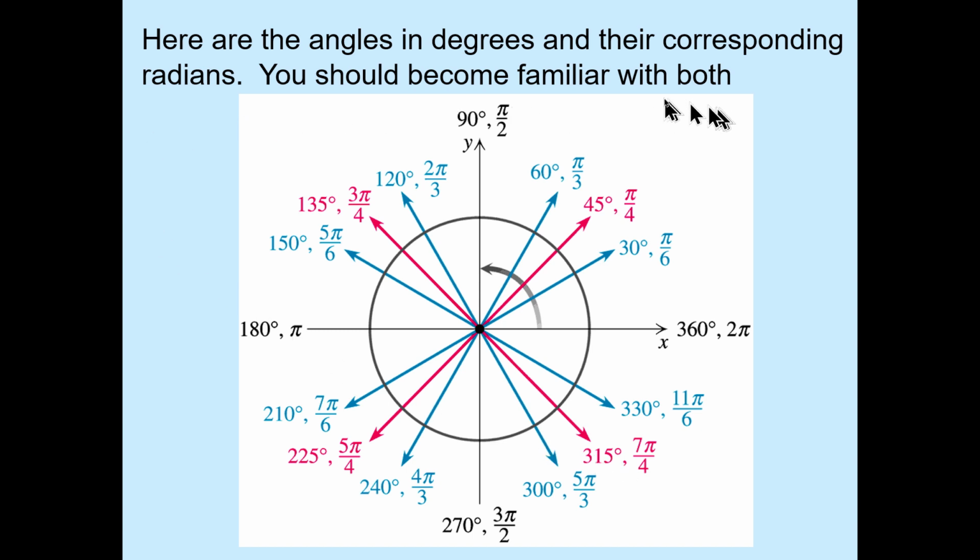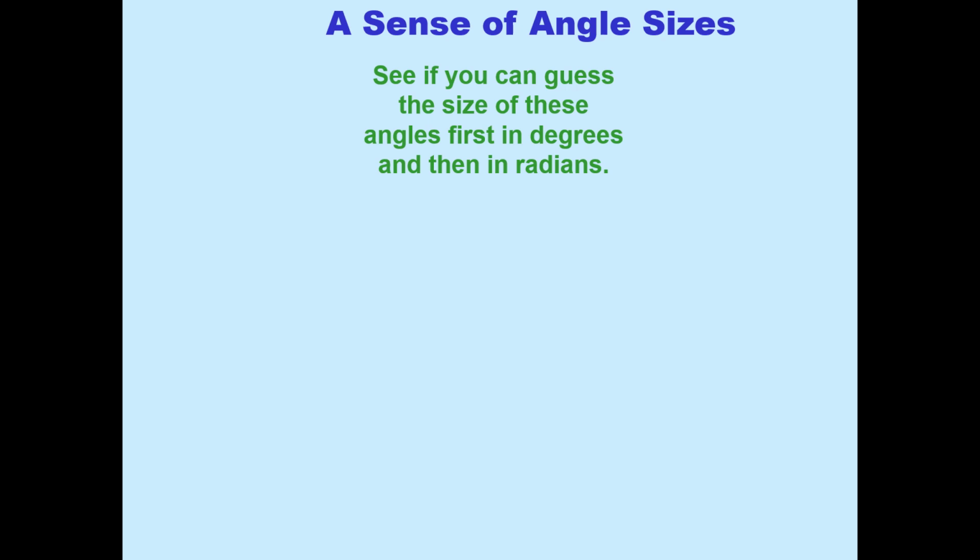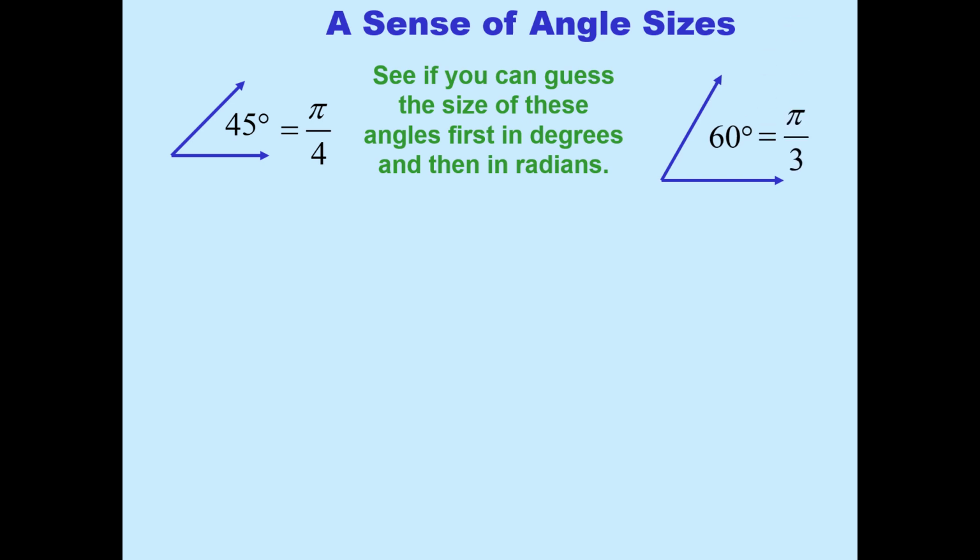Here are the angles in degrees and the corresponding radians. You should be familiar with both. So starting from here, 0, go around 180 degrees and all the way around to 360. So in this case here, 45 is going to be what? Pi over 4. And that's what? 60 degrees. Pi over 3.